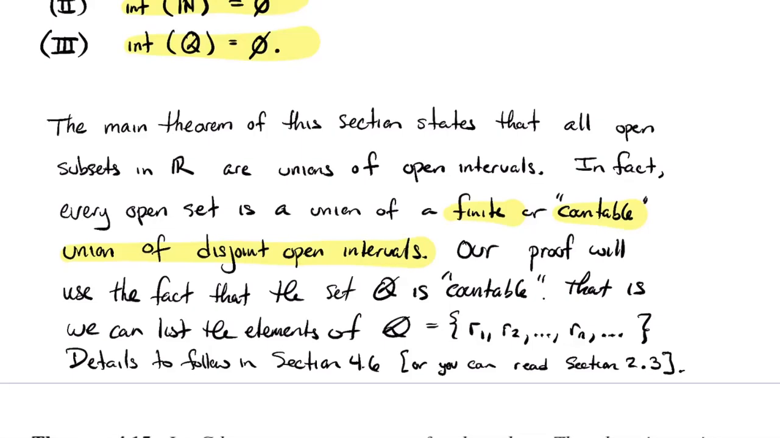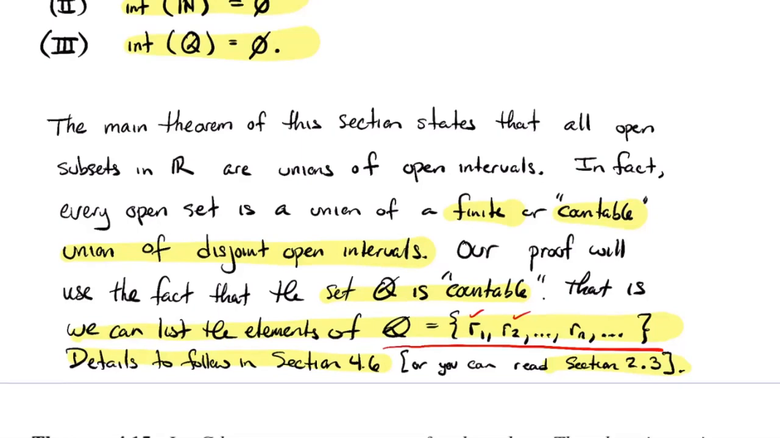It's a structure theorem for the kinds of things that can be open subsets of the real line. They have to be just disjoint unions of open intervals, finitely many of them, or worst case, countably many of them. This proof is going to use the fact that the set Q is countable. That is, that we can enumerate or list the elements of Q: first rational number, second rational number, and so on. We kind of skipped over the countability section in chapter 2, so we didn't prove that. We'll return to it in 4.6. But for right now, for the purposes of this proof, I'm just going to assume that I can enumerate the rational numbers. I can put them in an ordered list and talk about the first rational number, the second rational number, and so on.